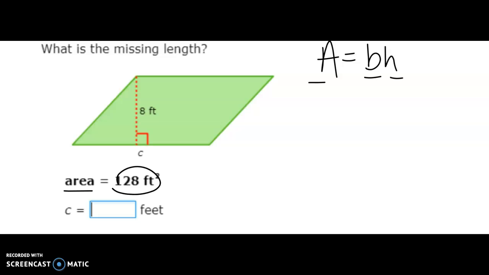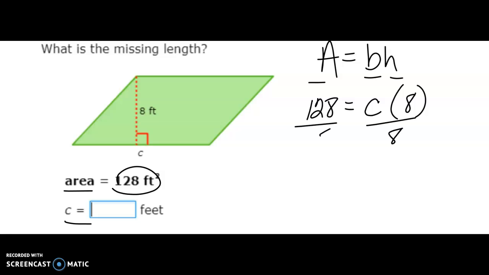Well, we know the area is 128. So I'm going to put a 128 where the A goes because that stands for area. The base we do not know, it is C, and the height is 8. So how would we find C? We divide by 8, and we divide by 8. 8 goes into 12 one time with 4 left over, makes 48, 16.